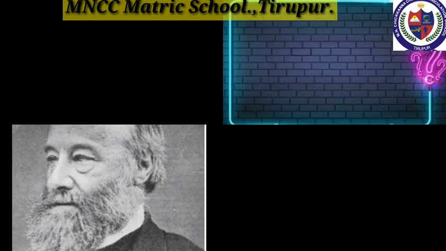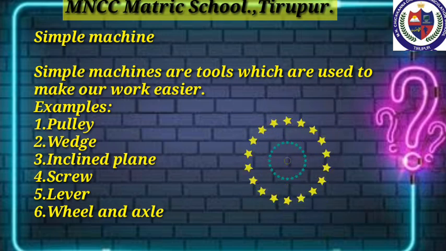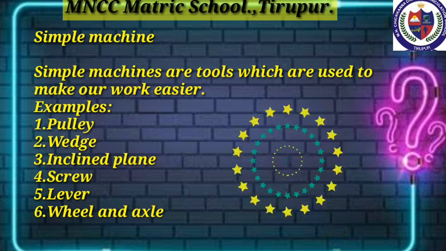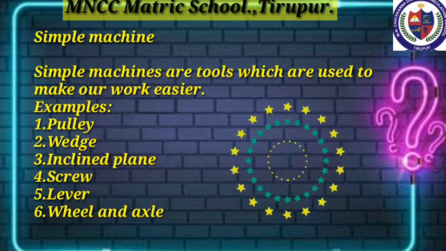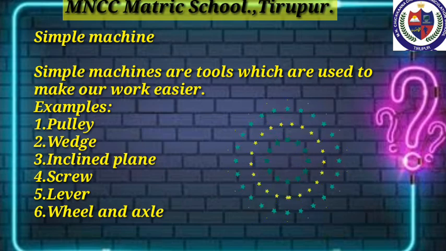The next we move to simple machines. In our daily life, our effort is saved with the help of some simple machines. So what are simple machines? They are tools which are used to make our work easier. Some examples for simple machines are pulley, wedge, inclined plane, screw, lever, wheel and axle.